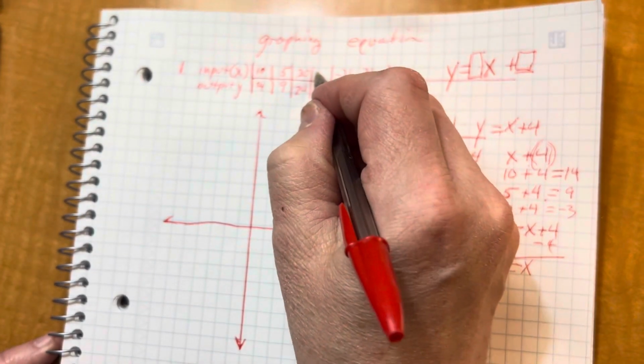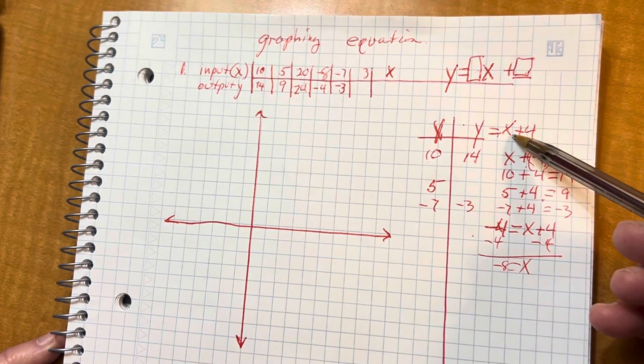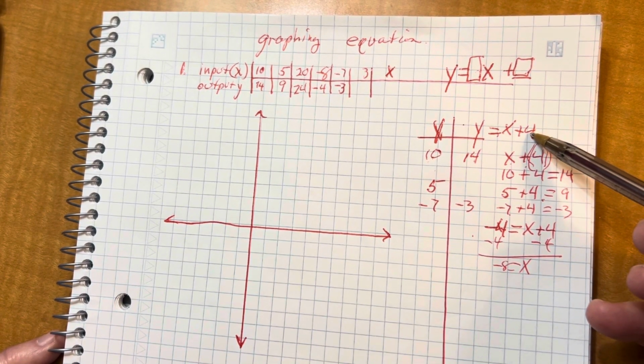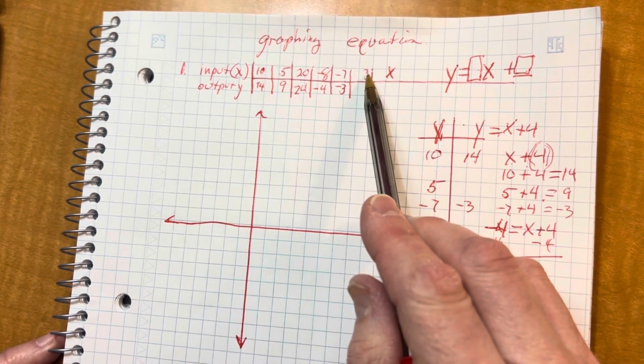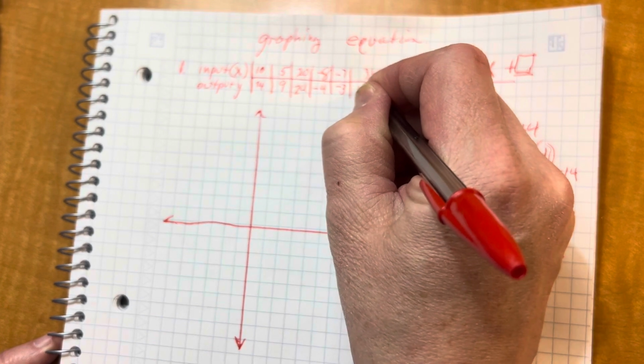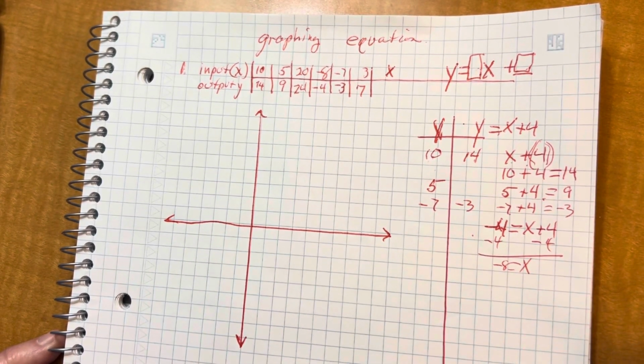Okay, so -8. Does that work? Put it in the original equation. Does -8 plus 4 equal -4? It does. The last one, 3. If I add 4 to that, that should be 7. And I can check that out as well.